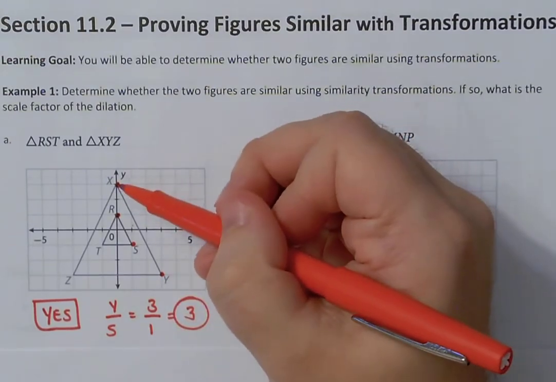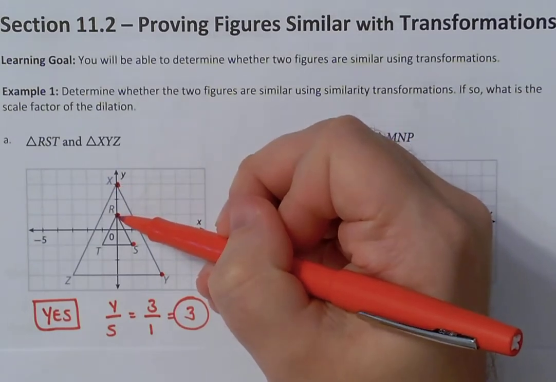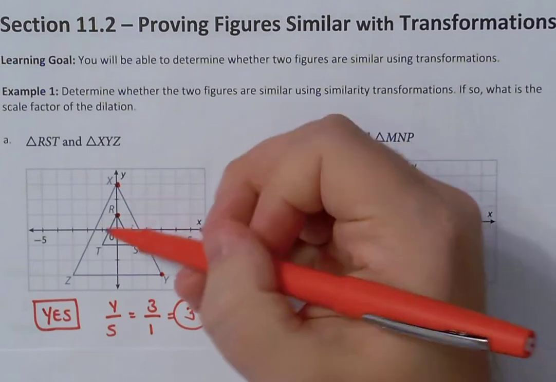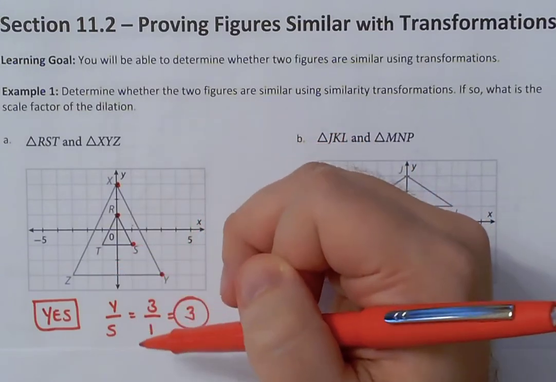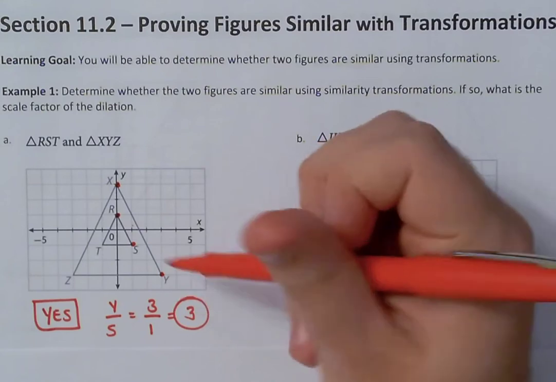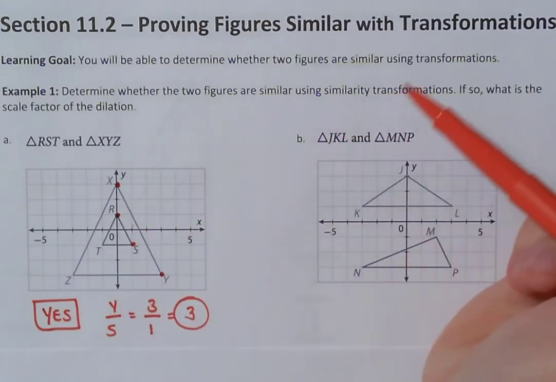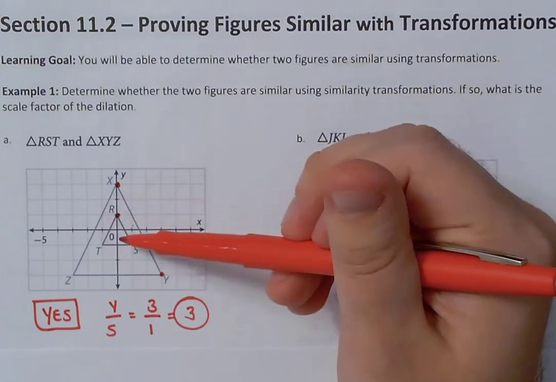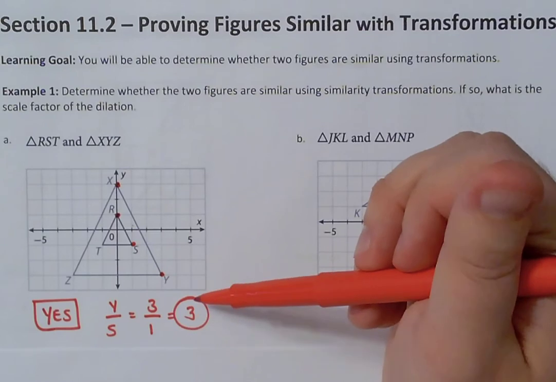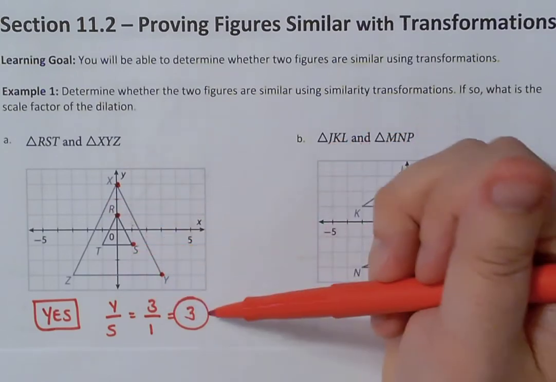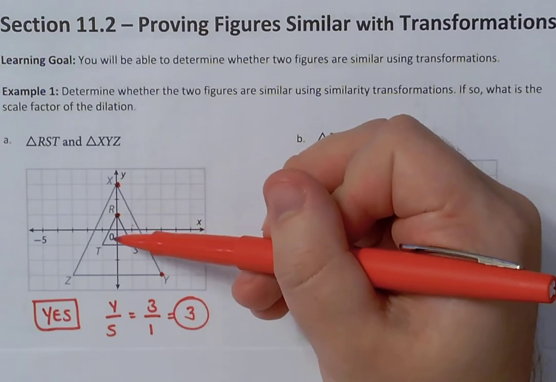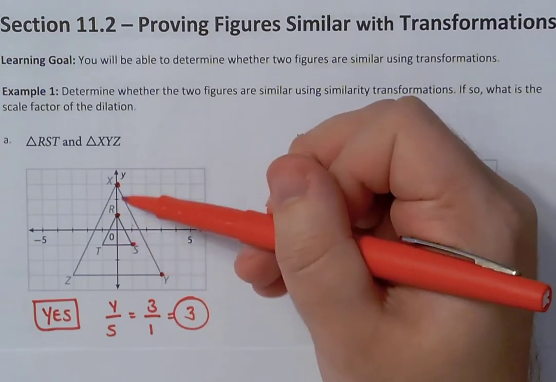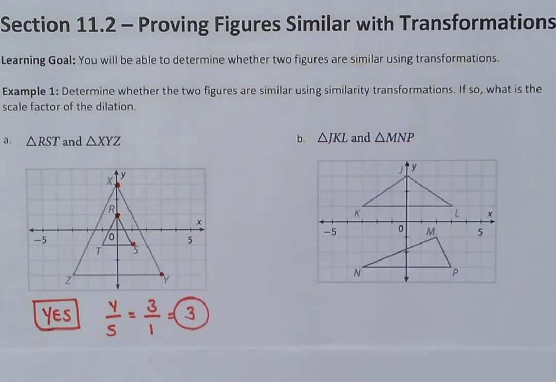Now we could do the same thing with X and R. X is at 3, R is at 1. So 3 over 1 gives us 3. And then if we did Z and T, Z is at negative 3, T is at negative 1, so negative 3 over negative 1 is also 3. So yes, we could use similarity transformations to determine that these two are similar, and we know that the scale factor for these two shapes is 3. Meaning, if you took this original triangle, RST, and multiplied it by 3, we would get XYZ. And that is our answer for example 1.